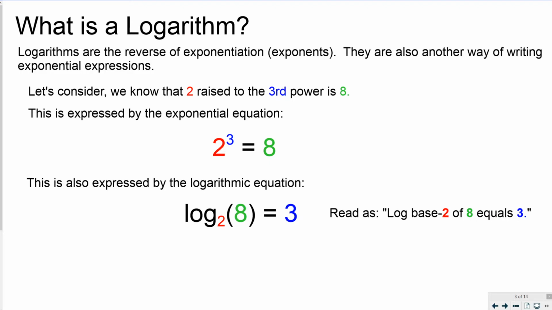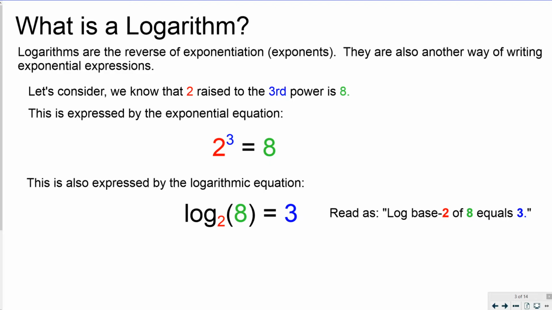So let's get started with what is a logarithm. Logarithms are the reverse of exponentiation, exponents. They are another way of writing an exponential expression. Let's consider that we know that 2 raised to the third power is 8, represented by the exponential equation shown below: 2 to the third power equals 8. And they're color-coded for the reason that this is also expressed by the logarithmic equation log base 2 of 8 equals 3. So you can see where the 2 fits in, where the 8 fits in, and the 3 fits into a logarithmic equation.